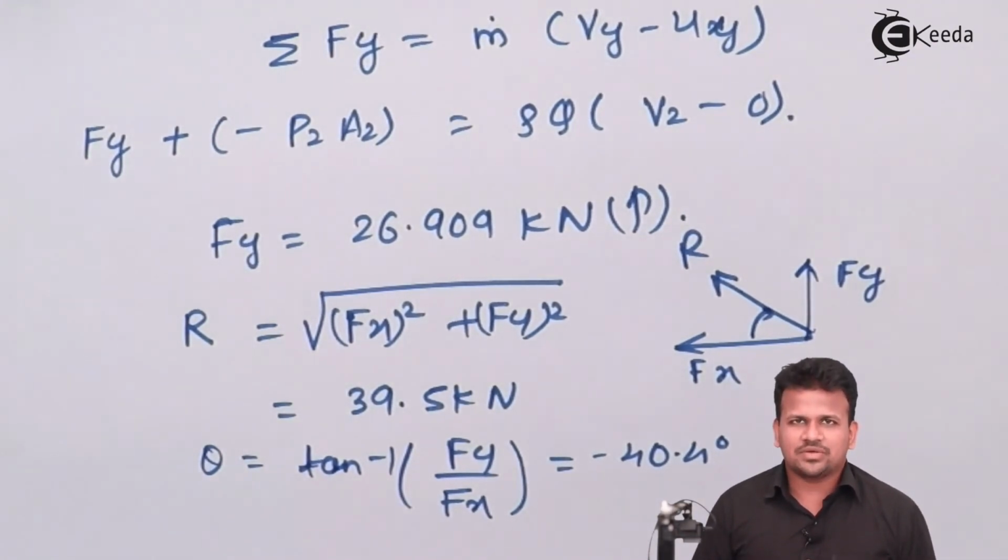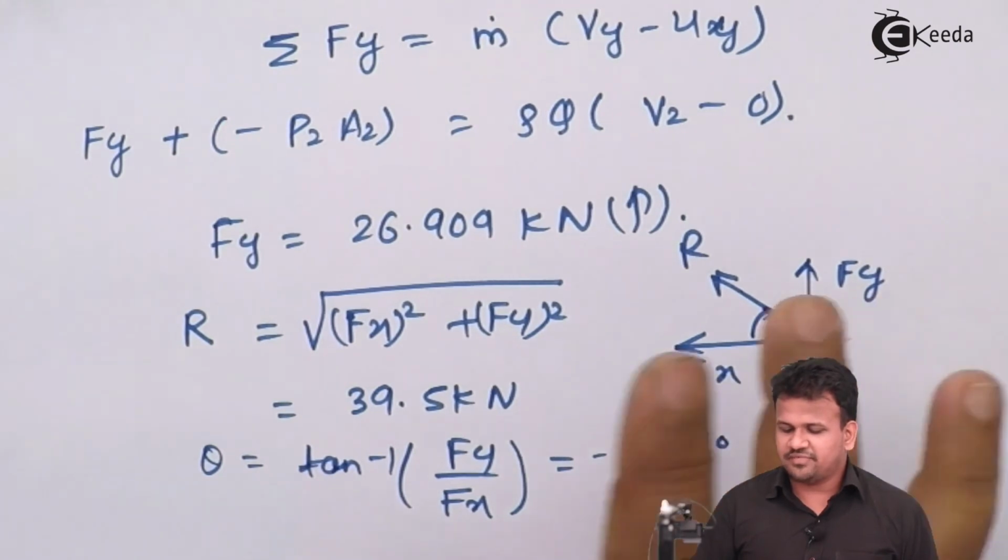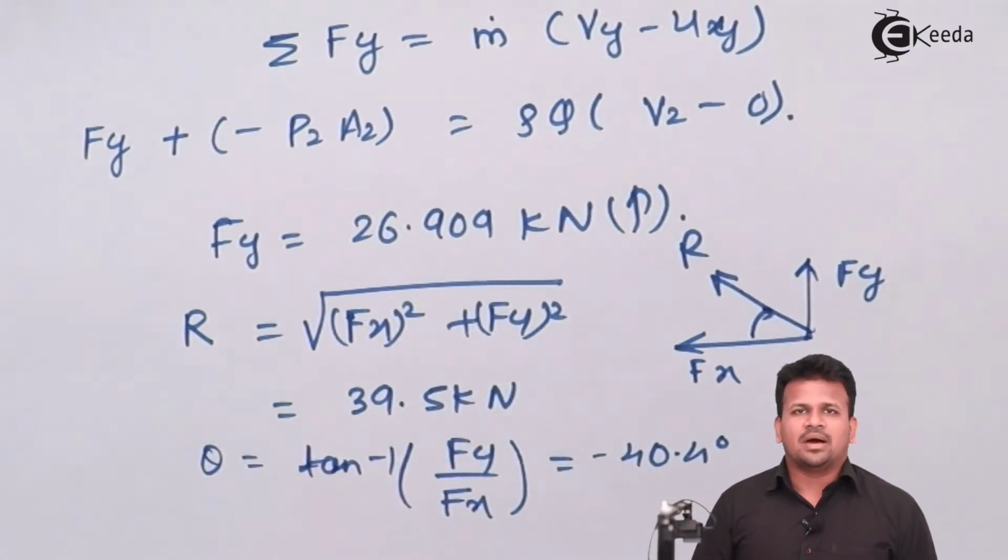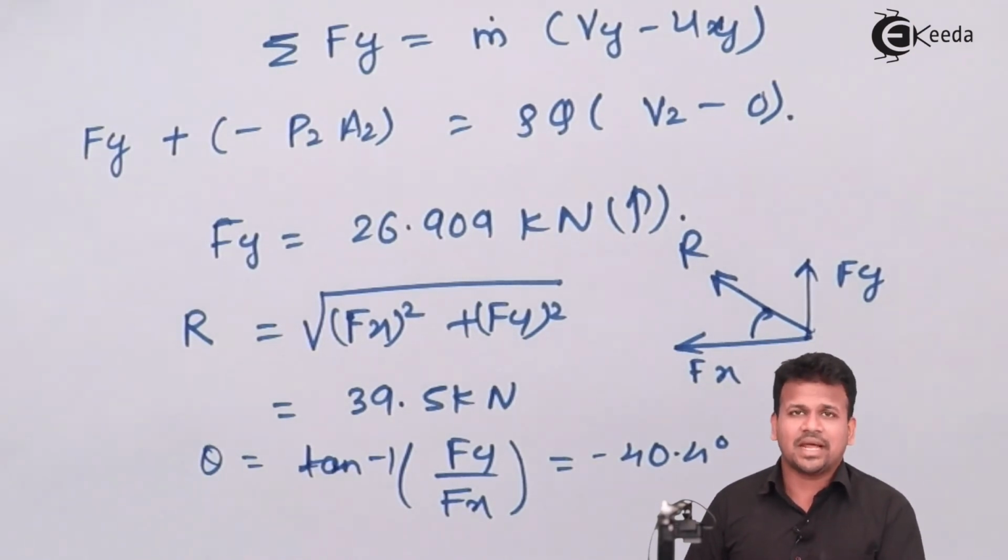So now we have calculated what is Fx, Fy, the resultant and theta. I hope you have understood how to calculate the resultant force which is acting on a bend which is inclined at an angle of 90 degrees to the horizontal.